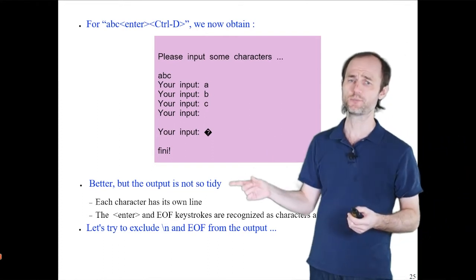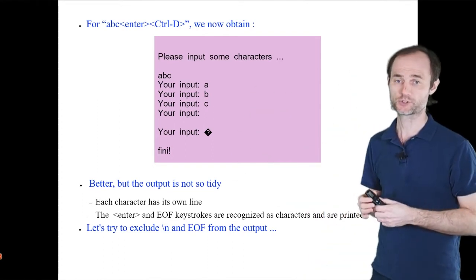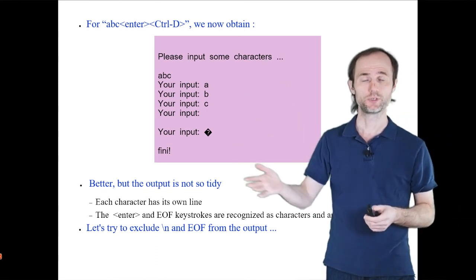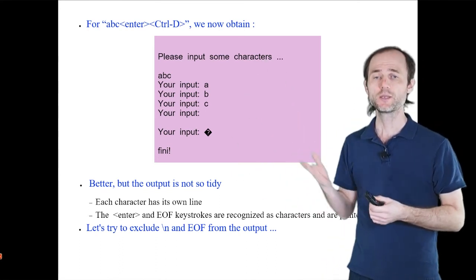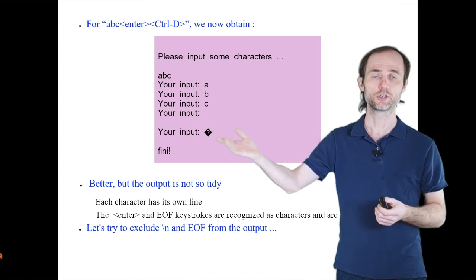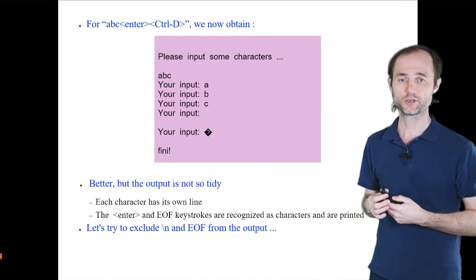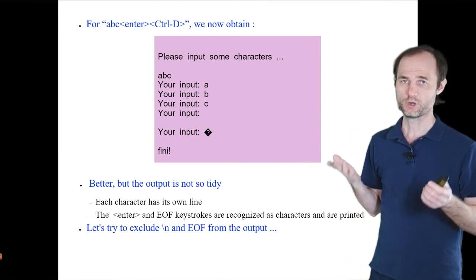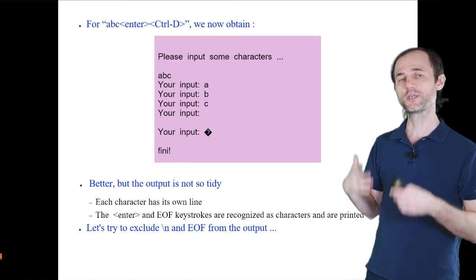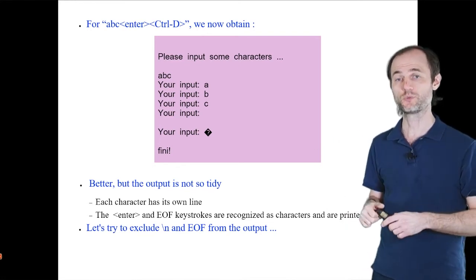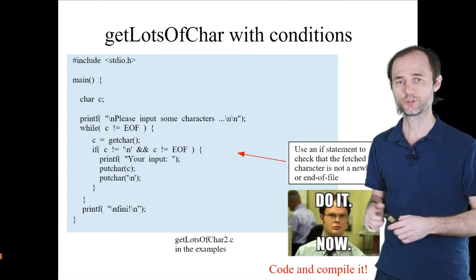So this is great, but the output doesn't look that awesome, right? Every character is printed on its new line, and we're also printing out the new line character and the end of file characters. That's not awesome, right? So if we want the client to be happy, we want our software to be eye candy. So let's try and improve on these.